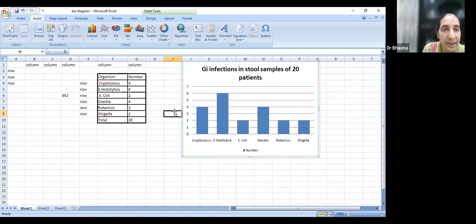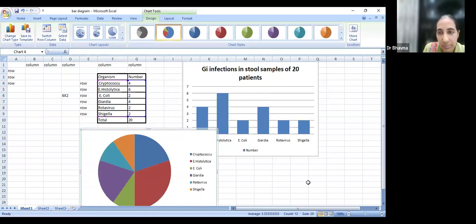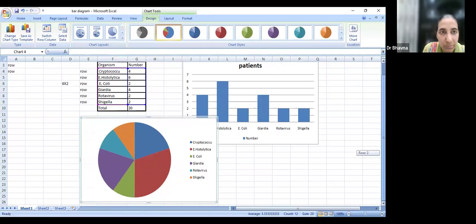Now we talk about a pie chart. See, we'll again select this data, go to a pie chart. We'll draw a pie chart here. See, we have a pie chart. This is your pie chart and this is the legend, different colors. Now, if you want to label it, go ahead, label it.